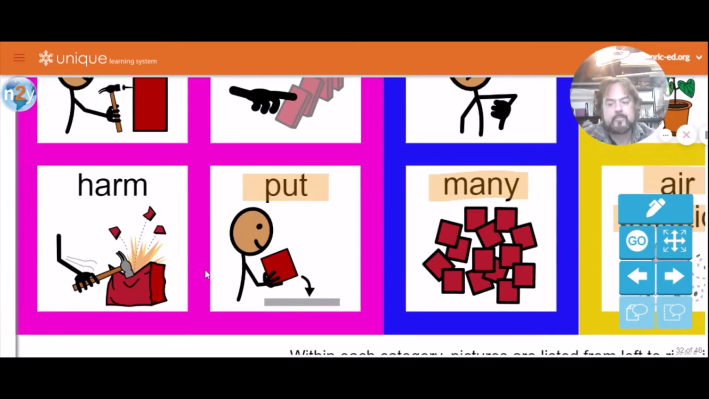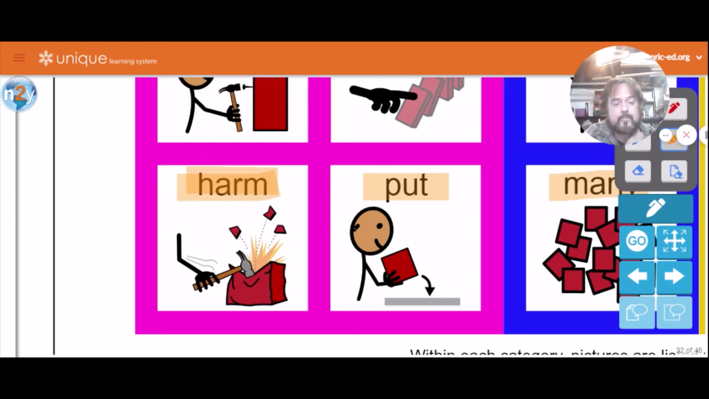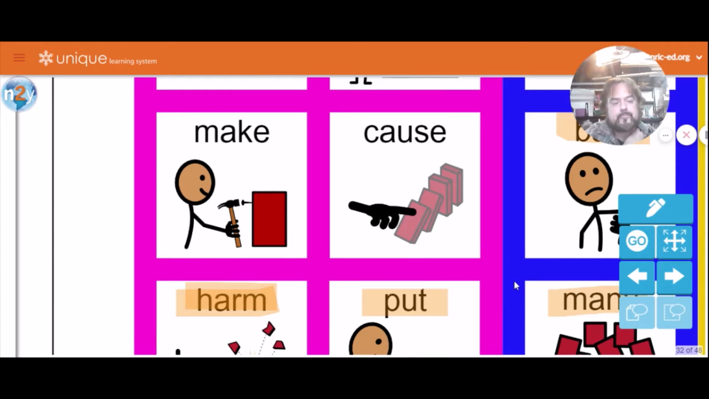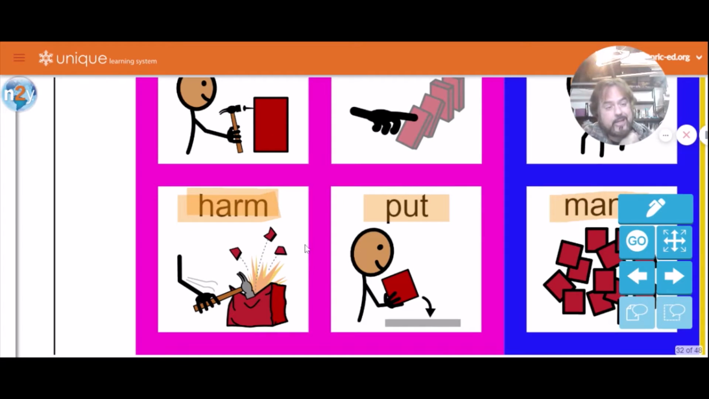All right, let's see. Harm, okay. Very similar to the picture used by the unique vocabulary for break. Okay, harm. When you do harm to something. Like if you don't brush your teeth, you do harm to your teeth. Or if you bite on something that you shouldn't be biting on, or something really hard, you might break your teeth. That does harm to your teeth. Okay?